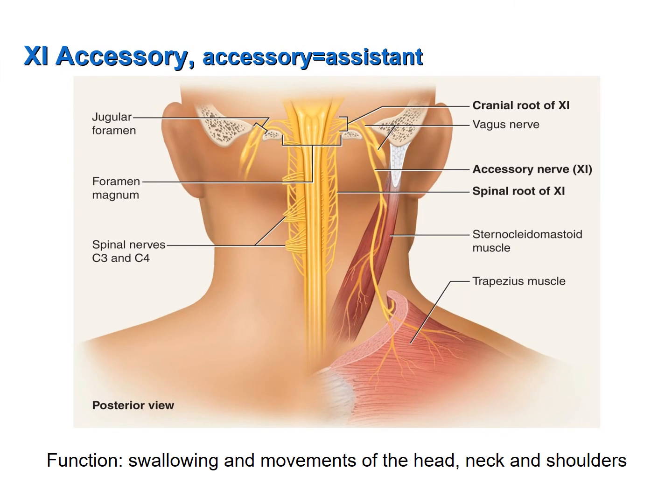Cranial nerve number 11 is the accessory nerve. Accessory means assistant. At one time, it was thought that this nerve assisted the vagus nerve, and that's how it got its name. The accessory nerve is a motor-only nerve. It controls muscles that are involved in swallowing, as well as muscles involved in movement of the head, neck, and shoulders.